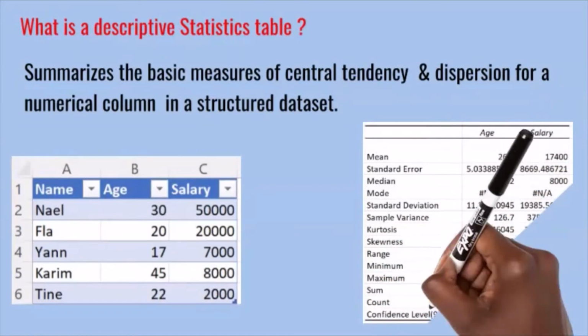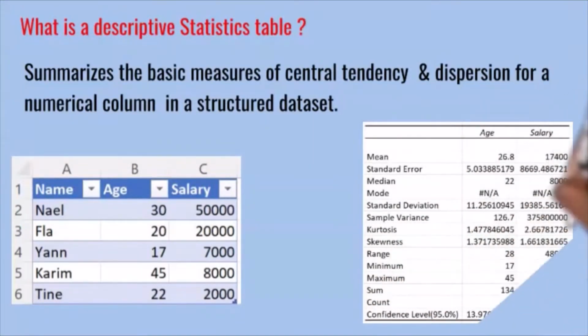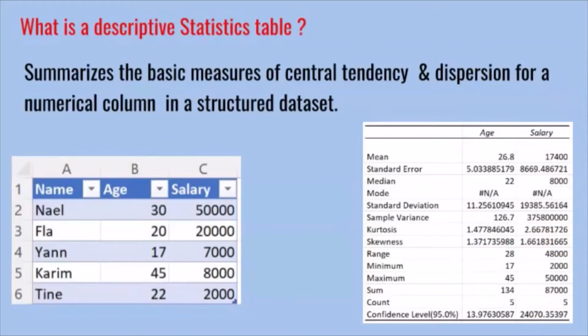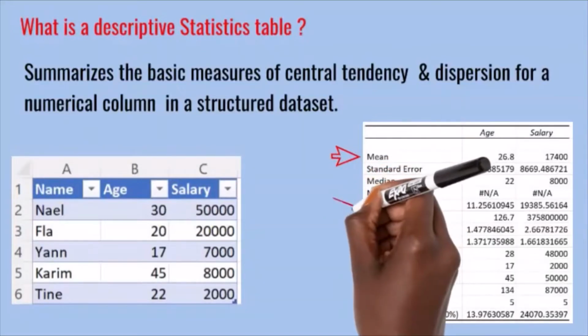In that case, you can get the central tendency for age and the salary. For example, in this table, you can get the mean and the standard deviation. In addition, a bunch of other measurements such as the range, the maximum, the minimum, the count of rows. So this is what you can do in Excel. You can basically do a descriptive statistic table with Excel whenever you have a structured data set.